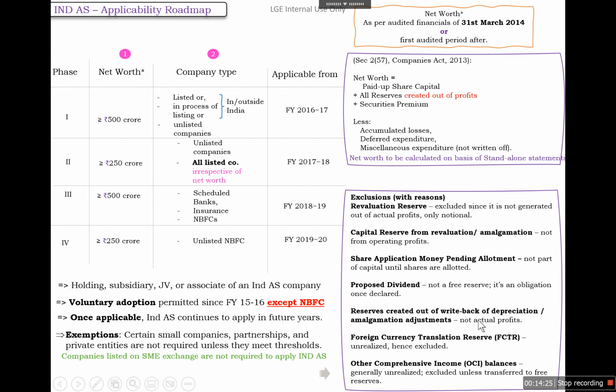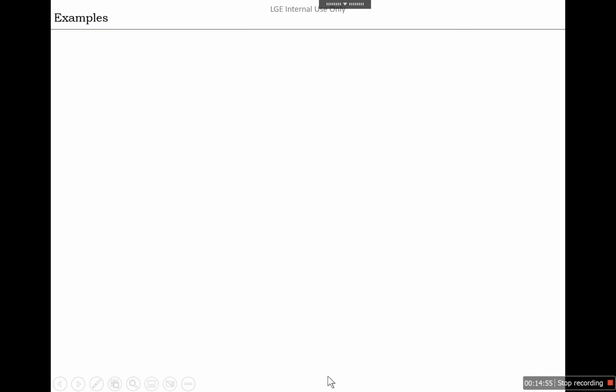Reserves created out of the write back of depreciation, and amalgamation adjustment reserve, are excluded because they are not actual profit. Similarly, foreign currency translation reserve is unrealized, hence excluded. Other comprehensive income balances, generally unrealized, are excluded unless transferred to free reserve. So it is included only when it is realized. Let's discuss some examples.